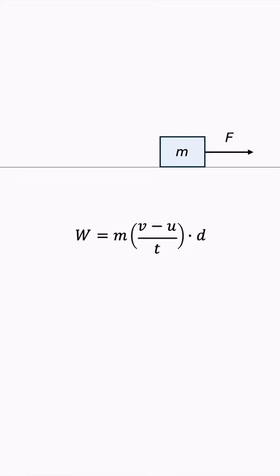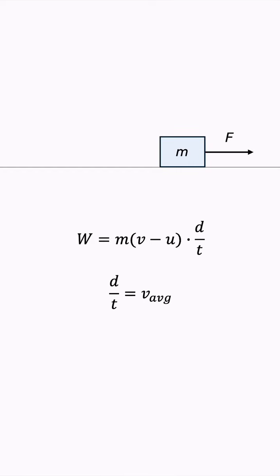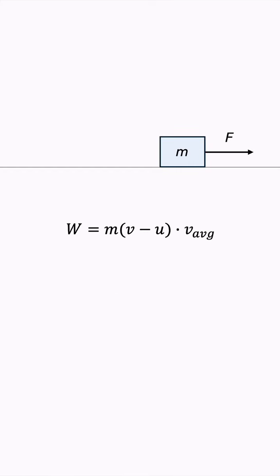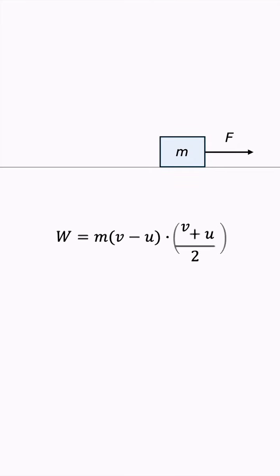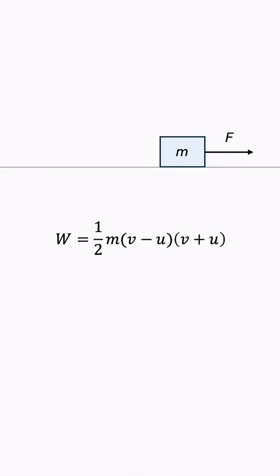Now we can take the denominator t and combine it with the distance, because d over t is the average speed. Now, velocity is increasing linearly because acceleration is constant. This means that the average speed can be found by simply taking the arithmetic mean of the initial and final speeds. Now we can take the 1/2 to the front and expand. We'll get v squared minus u squared, and then that'll give us the following difference.